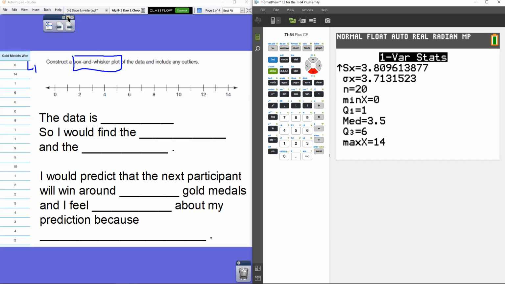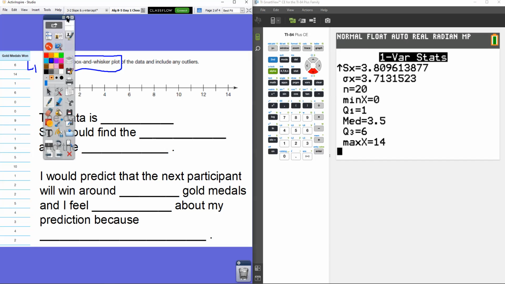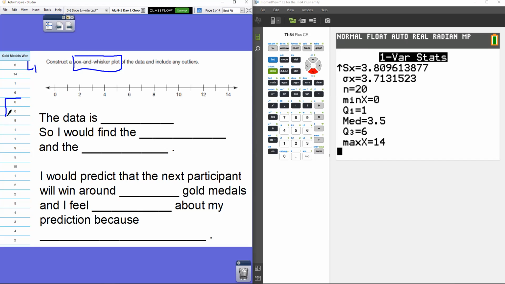Our min is 0. By the way, a couple people asked questions yesterday. When you have data that is 0, do you have to type it in? Yes, you do. You have to include that as a data point. So 0 is our min according to our 5-number summary. So I'm going to put a little line there. Our Q1 is 1, so I'm going to put a little line there at Q1. Our median is 3.5, so we just have to estimate in between 3 and 4. Our Q3 is 6, so I'm going to put a line right there. And our max is 14, so I'm going to put a line right there.